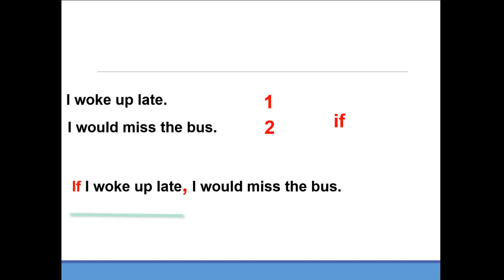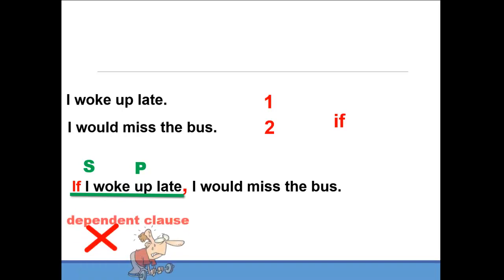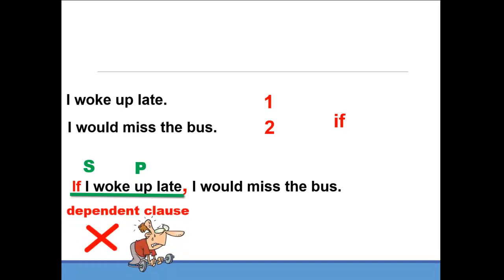Let's check this part of the sentence. If I woke up late, I is the subject, woke up late is the predicate. Can this part of the sentence be used alone? Let's read it one more time. If I woke up late. What will happen if I woke up late? I don't know. So, can I use this part of the sentence without the other part? No, I can't.